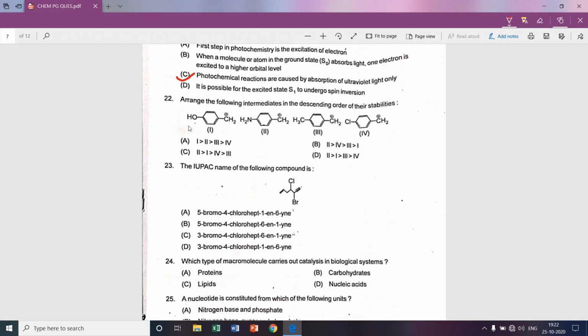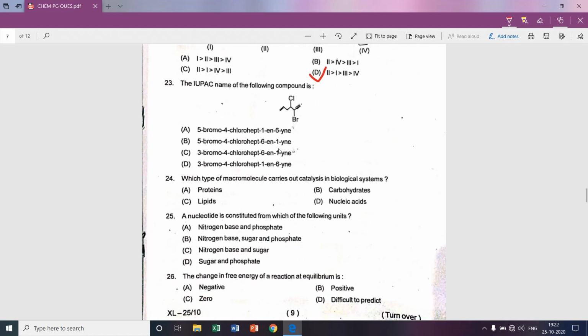Then coming to the next question 22. Arrange the following intermediates in the descending order of their stabilities, and your answer is D. Second is the most stable, then first, then third, then fourth. It is because the NH2 group is a strong electron donating group as compared to OH, as compared to CH3, then Cl. So your answer is option D.